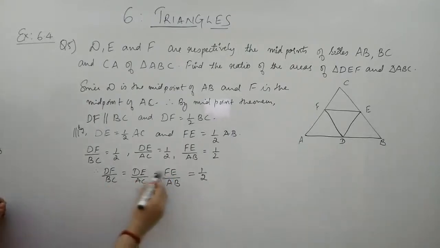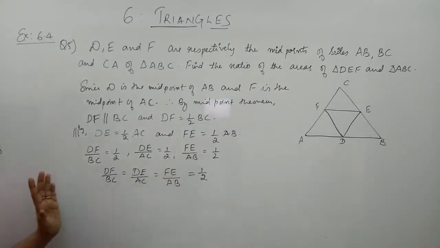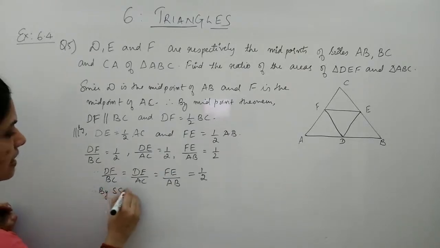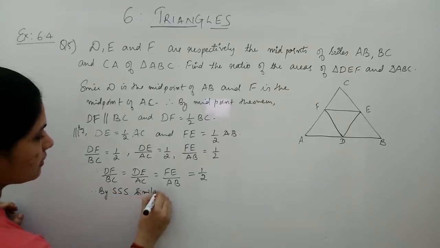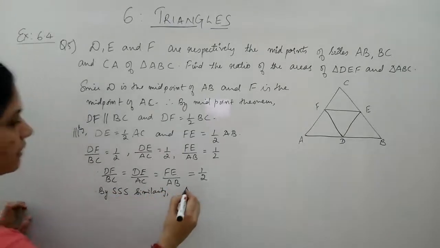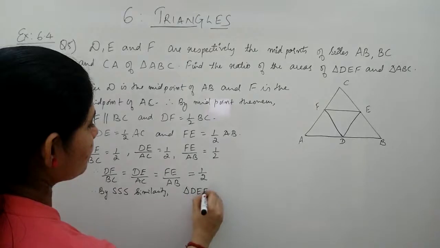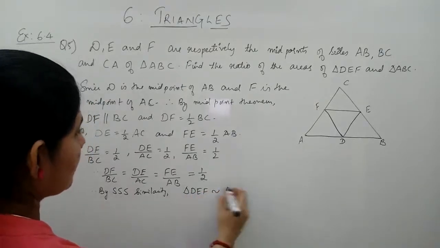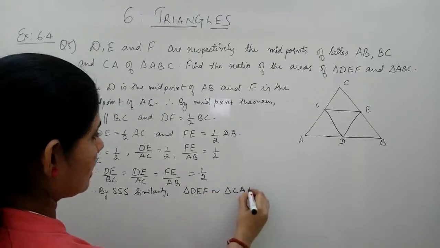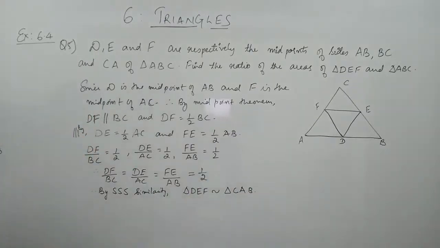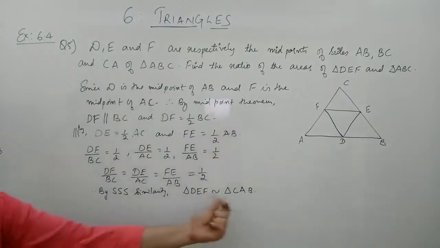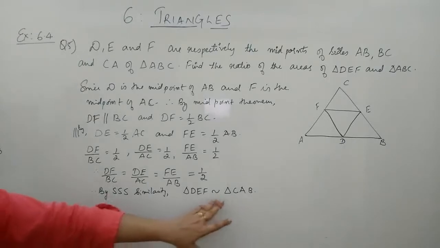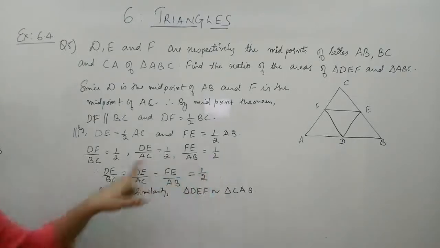That means from these three fractions to be equal, the ratios of the corresponding sides are equal. You can say that, therefore by SSS similarity criterion, triangle DEF will be similar to triangle CAB. Okay, but for area, you can take ABC or whatever. ABC is same as CAB for the area of the triangle. Okay, but the correspondence should be the same as we are getting.